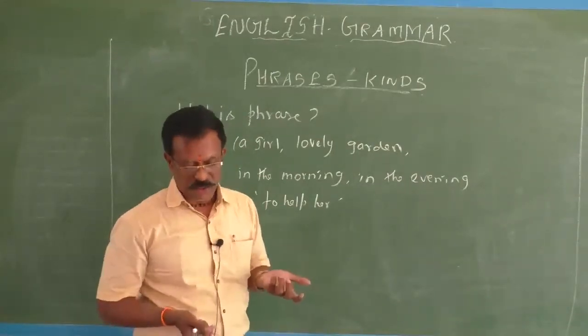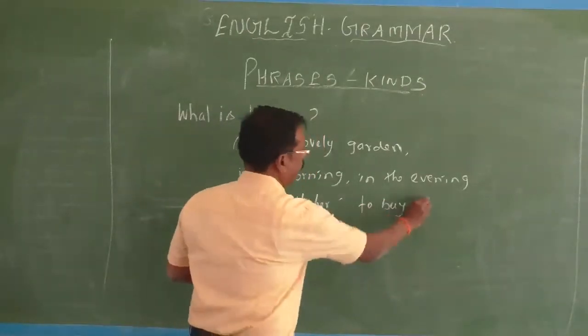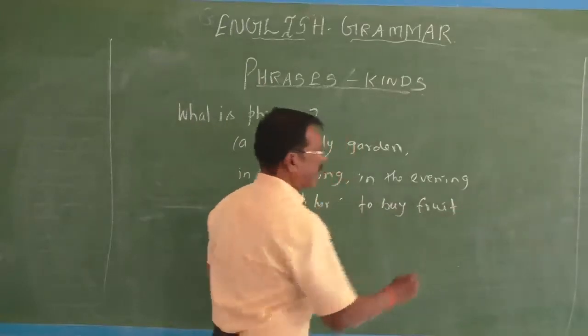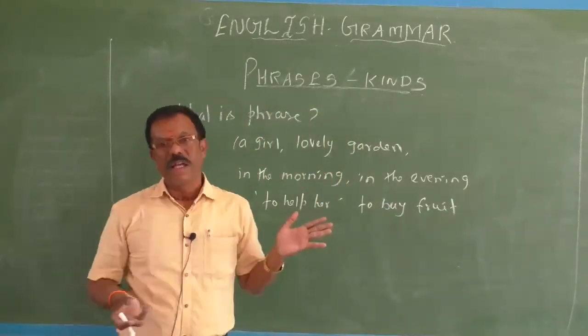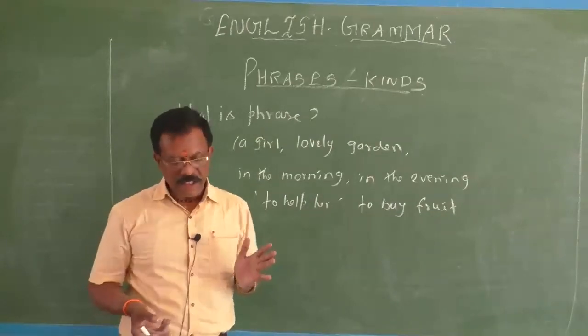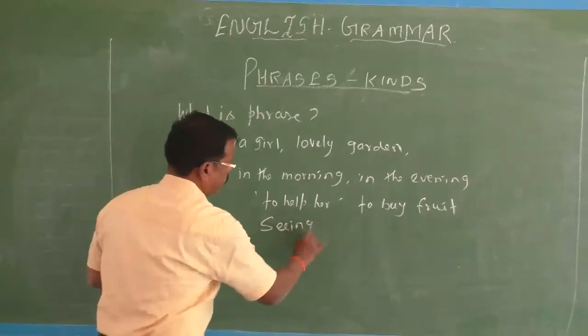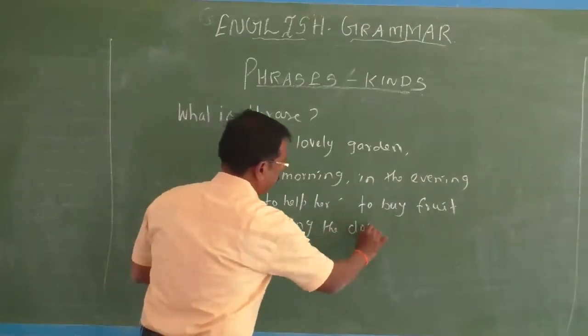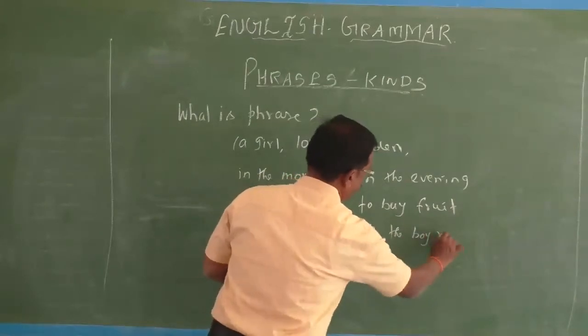To buy fruit. He has gone to buy fruit. It is also a phrase. Okay. Seeing the dog, the boy ran away. "Seeing the dog" is a phrase.